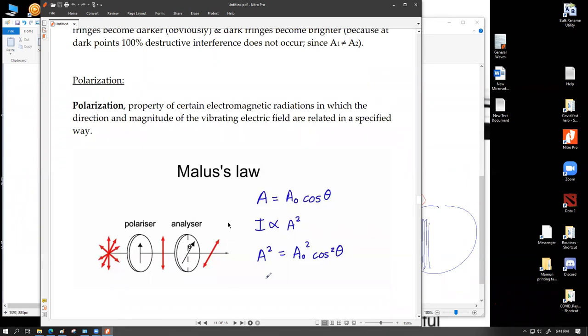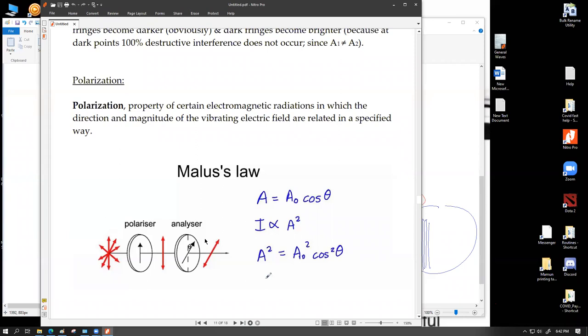So the idea is, if the two polarizers are perfectly aligned with each other, for example, if both polarizers were vertical, you would have A equals A naught, because cos 0 would give you 1. That would mean that all the light that came to the first polarizer could pass through the second polarizer unabsorbed. It would be intact altogether.